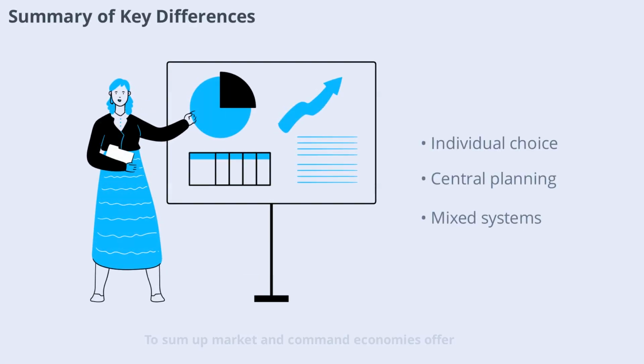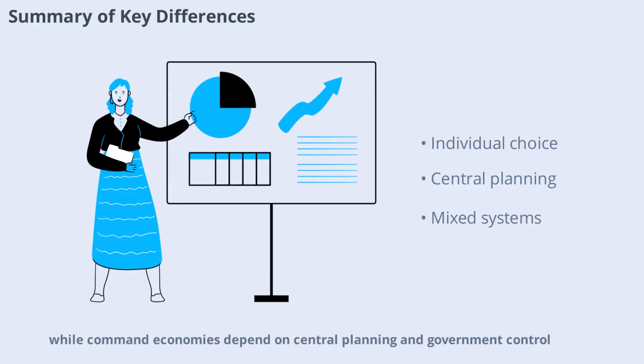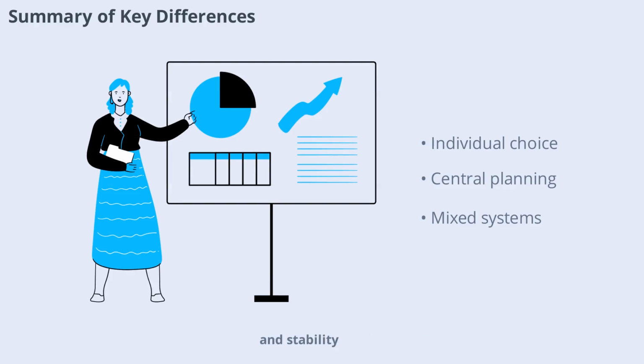To sum up, market and command economies offer different approaches to allocating scarce resources. Market economies rely on individual choice and competition, while command economies depend on central planning and government control. Most countries use a mix of both, seeking to balance efficiency, fairness, and stability.